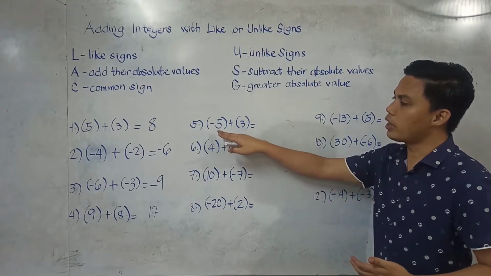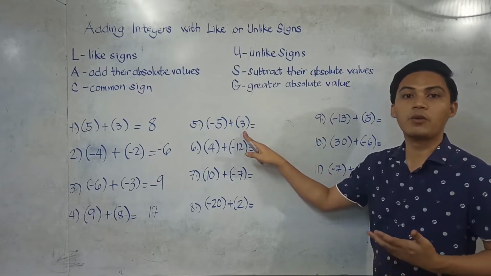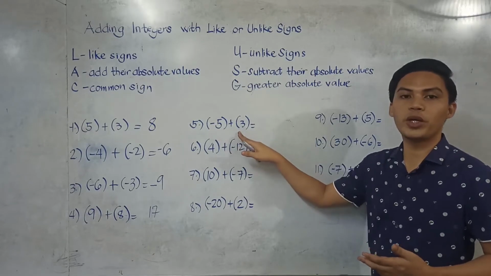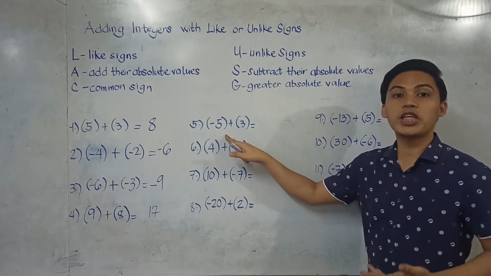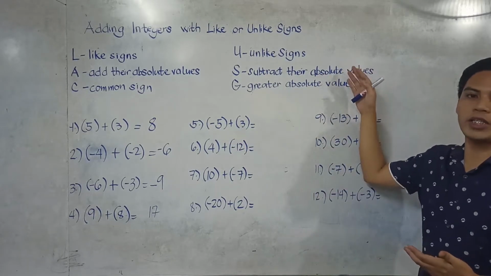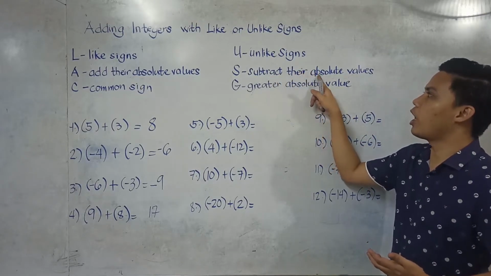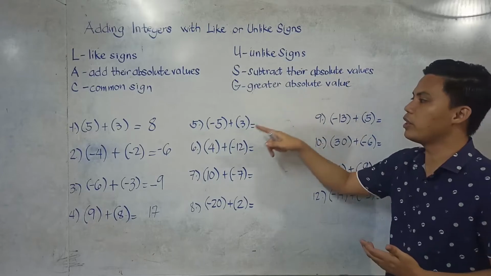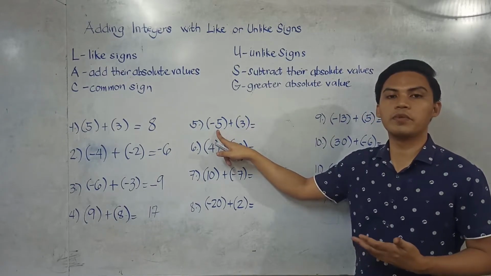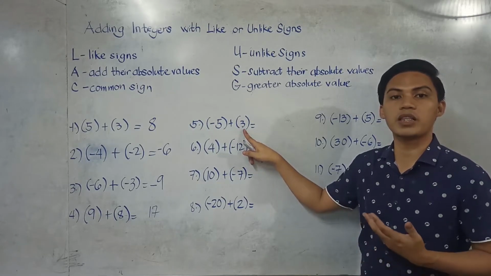So, kung mapapansin natin yung sign ng unang integer is negative, yung sign naman ng pangalawang integer is positive. So, they are integers with unlike signs. So, since we have unlike signs, therefore, we're going to use USG. Okay? Unlike signs, subtract their absolute value. Okay, same tayo kanina. Anong absolute value ng negative 5? Ang absolute value ng negative 5 is positive 5. Ang absolute value naman ng positive 3 is positive 3.